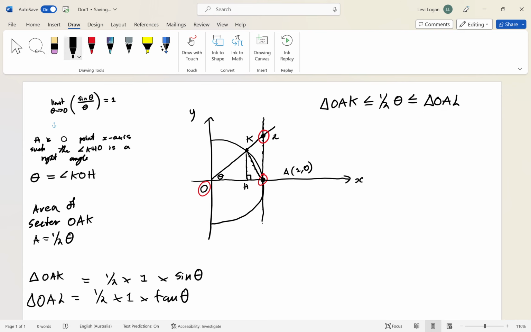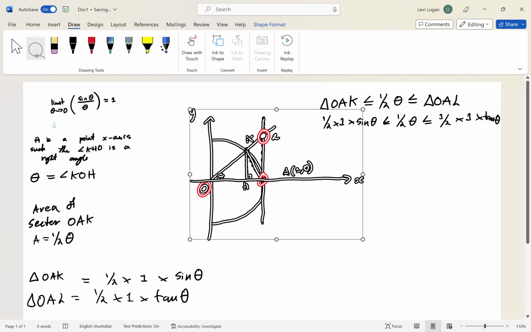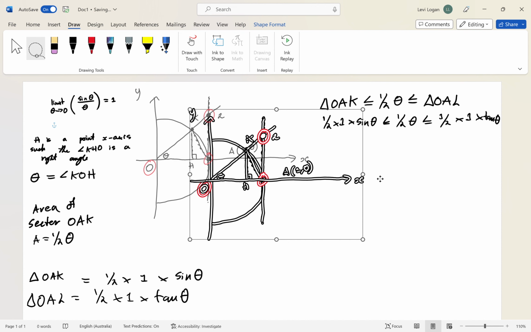So the area of the triangle OAK is a half times 1 times sine theta. That middle bit is still a half of theta. And this end bit is going to be a half times 1 times tan theta. So I'm just going to move my diagram because it's getting in the way now. I'm going to move it up here.